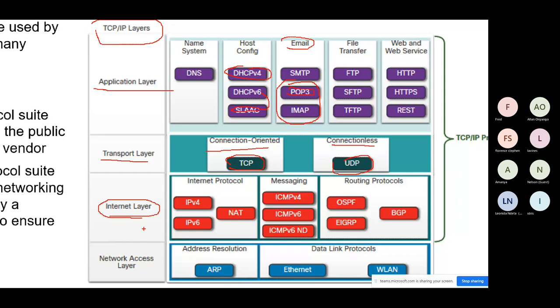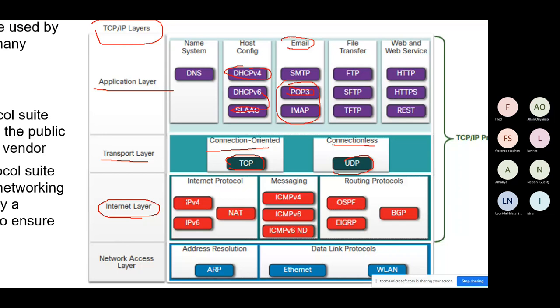Here we have at least three protocols for now. We have the internet protocols: Internet Protocol version 4, or IPv4, and Internet Protocol version 6, or IPv6. And then of course we have NAT, network address translation. We'll talk about the use of NAT later on, because it is one of the protocols we'll be configuring as well.